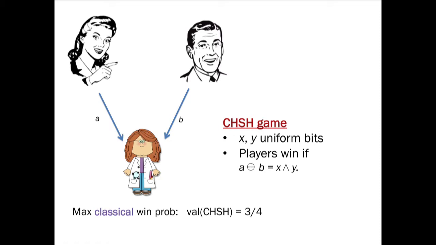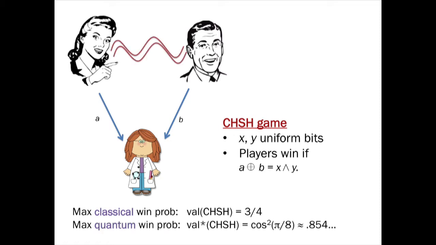And they can accomplish this just by sending zeros all the time. They just ignore their questions. But it turns out, fortunately, that if you now allow these players to share quantum entanglement, they can actually play better, do better in this game. So when they receive their questions, they make some joint measurements on their entangled state to create these answers. And their maximum winning probability is better. It's actually 85%. Okay? And we call the maximum classical winning probability the value of the CHSH game. And when they use entanglement, we call this the entangled value. Okay? We denote it by val star of this game.